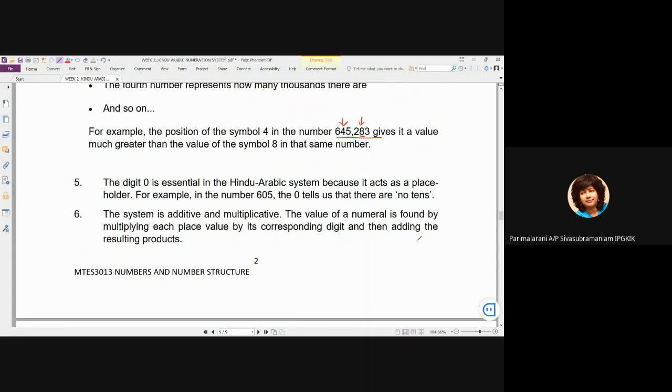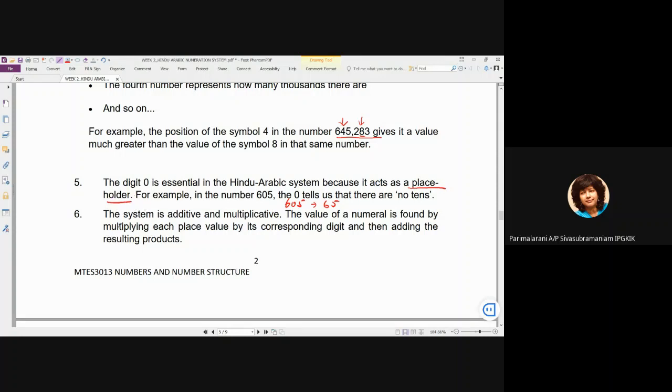The digit 0 acts as a placeholder. 605 is not the same as 65. 605 means there are no tens, but we cannot write it as 65 because this means 6 tens and 5 ones. So we want to show that there is no tens, so we put a 0 there. It means there are 6 hundreds, 0 tens, and 5 ones. So in this case, 0 acts as a placeholder.